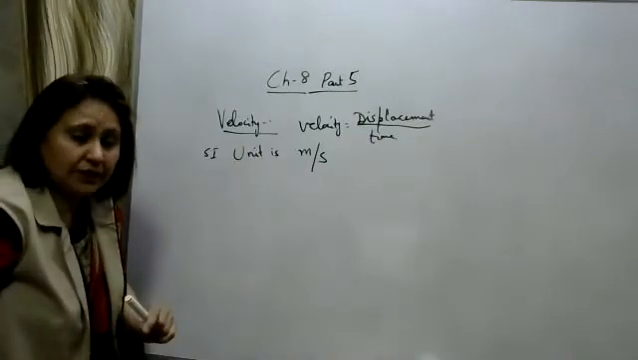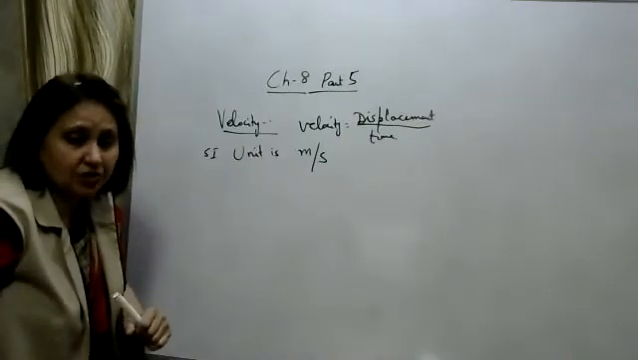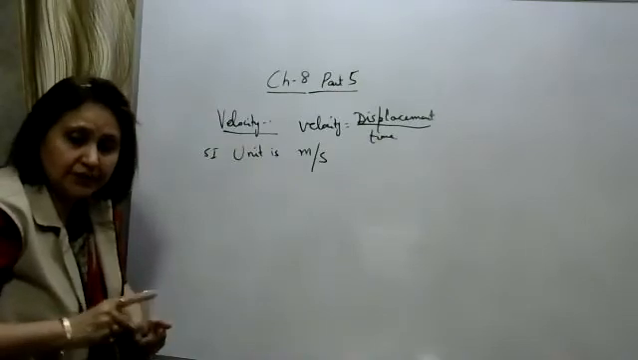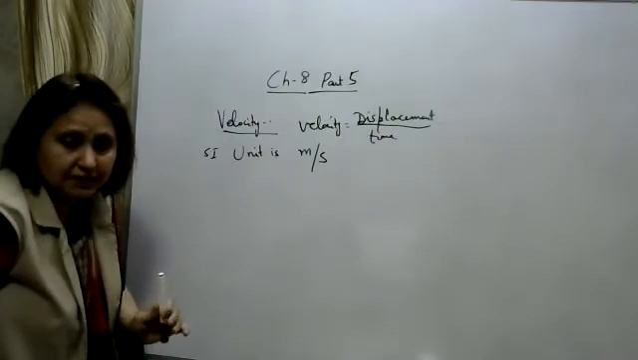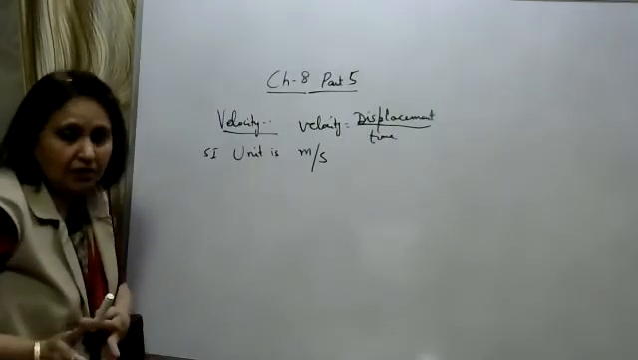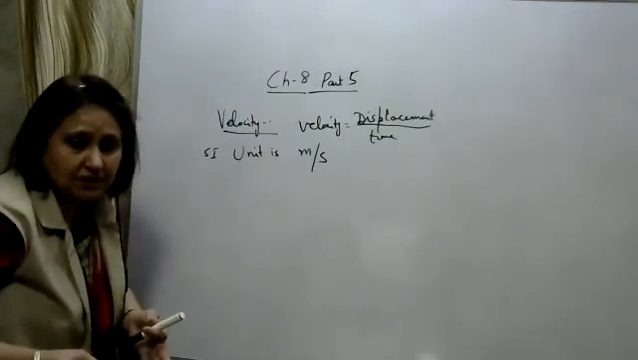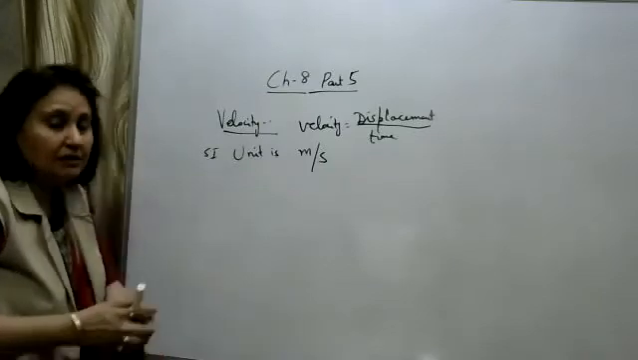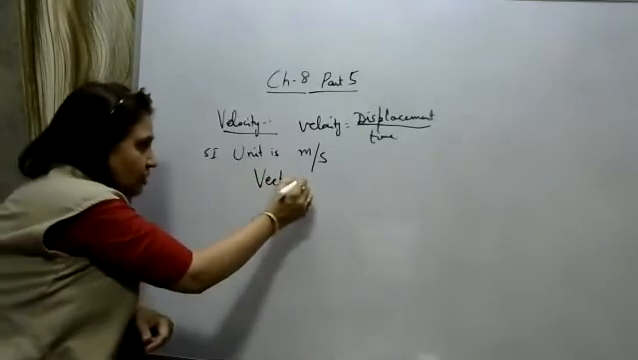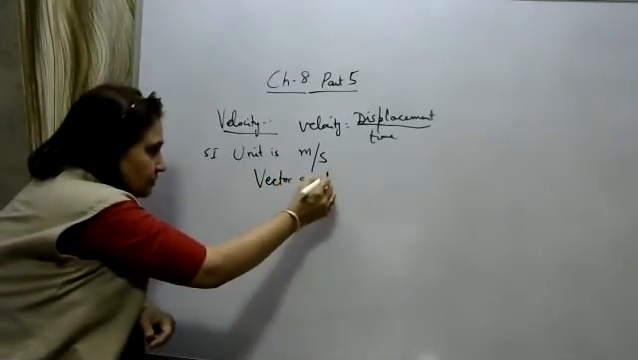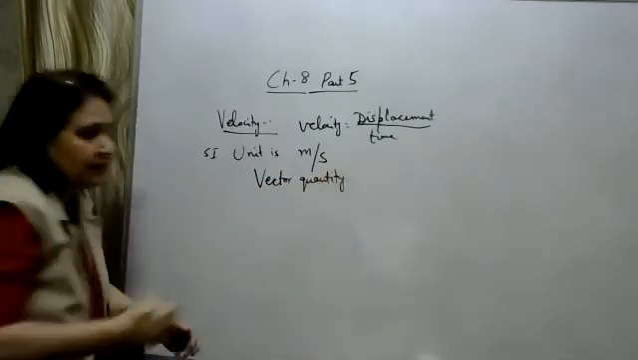Now tell me whether it's a scalar or a vector quantity. We have defined it as speed with the direction, or displacement per unit time. Displacement is a vector quantity. Speed along with the direction, so some direction we are mentioning here. So it is a vector quantity. Write down, it is a vector quantity.